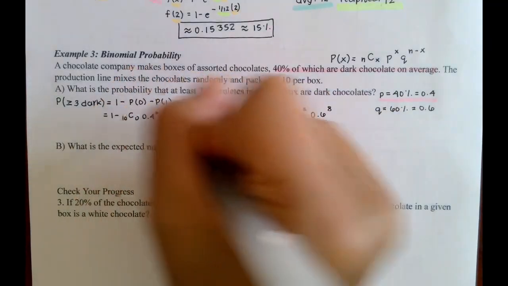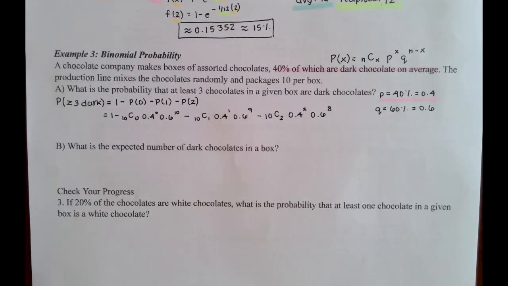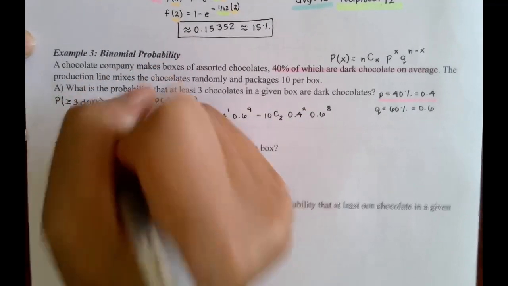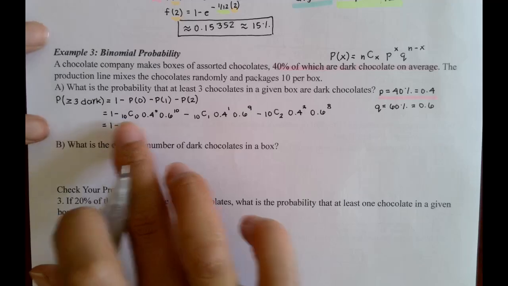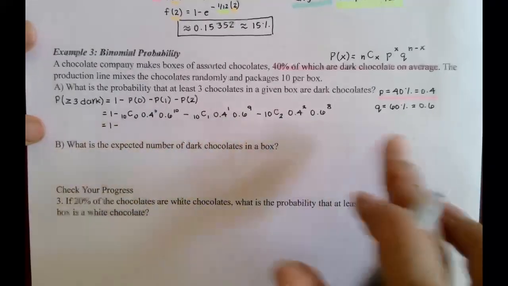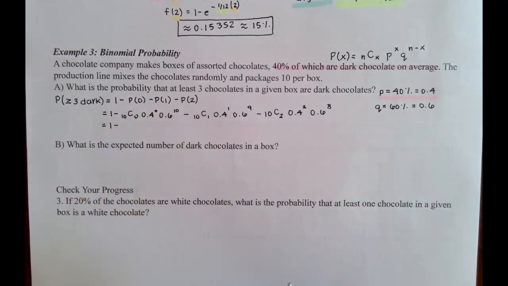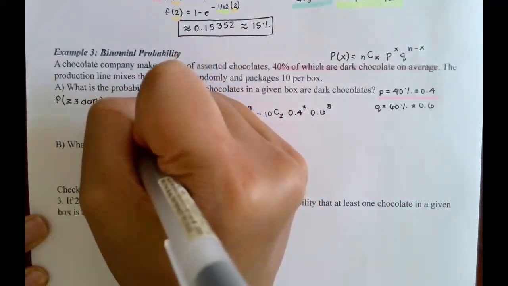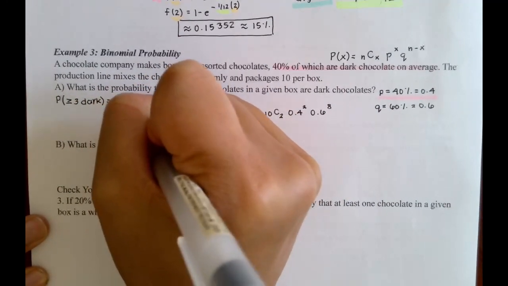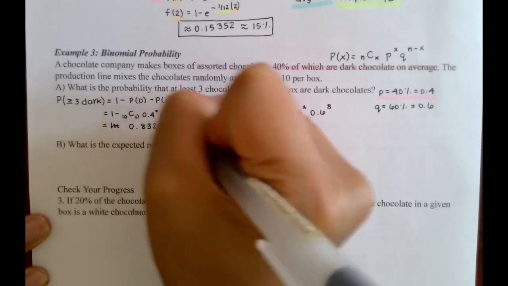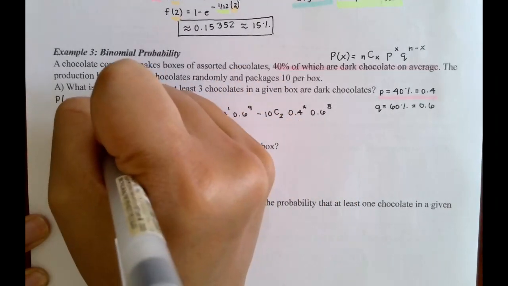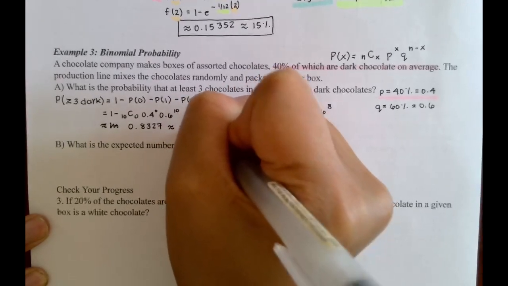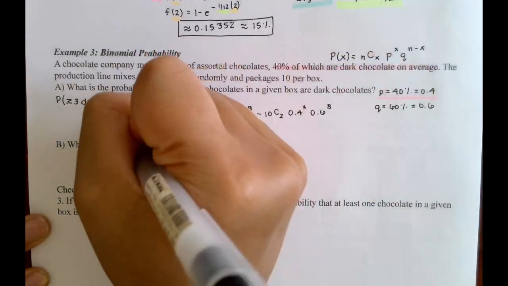If we enter this all in, it might help to do it step by step. But because of the powers and everything, it'll be too hard to write it all out, so I'm just going to enter it all into the calculator. And then I get approximately 0.8327, whereas the book says this is approximately 83.27%.